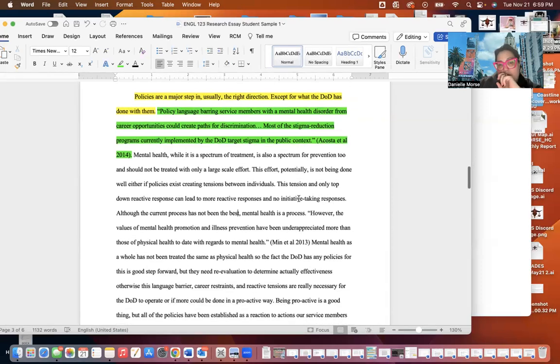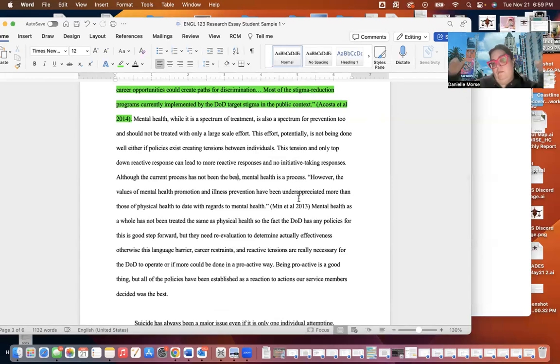So they go on to talk about these policies creating tensions between individuals. Which individuals? This tension and only top-down reactive responses. I don't know what that means. I can infer what it means, but that's, again, not my job. Can lead to more reactive responses and no initiative taking responses. This is a lot of responses in this sentence. Although the current process has not been the best, I don't know what the current process is because you haven't told us.